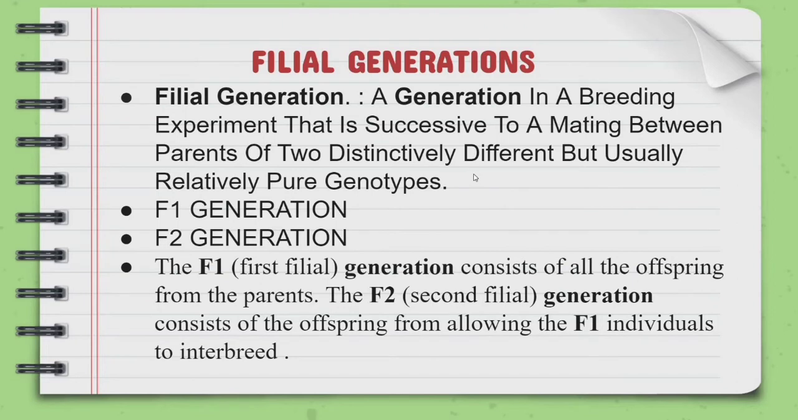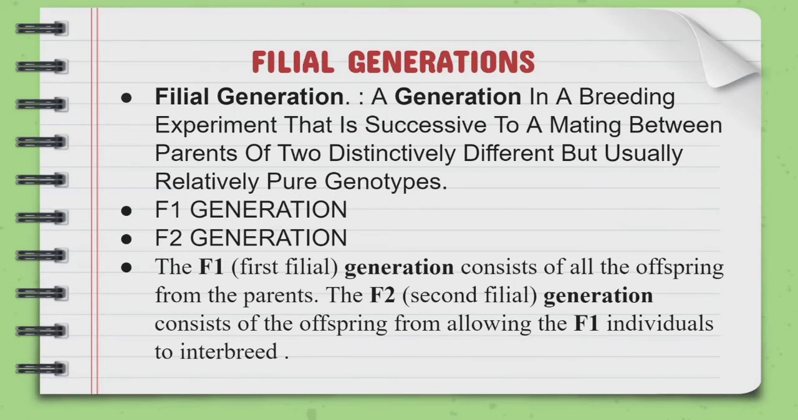Filial generation is any generation, any offspring produced in a breeding experiment. When you carry out a hybridization or a mating or a cross between 2 parents of 2 distinct characters, but they share relatively pure genotype, when you cross such two breeding parents, the offspring, the generation that you get from the parental generation is called the filial generation.